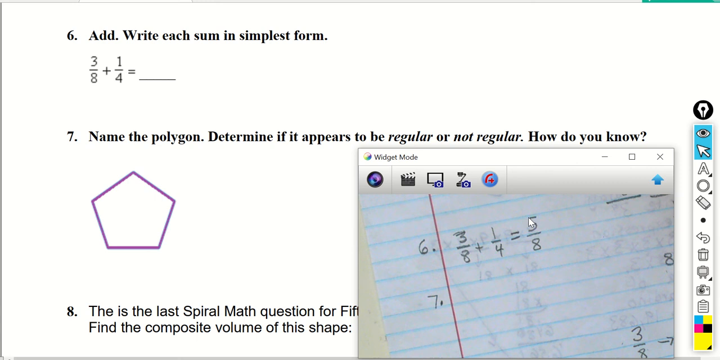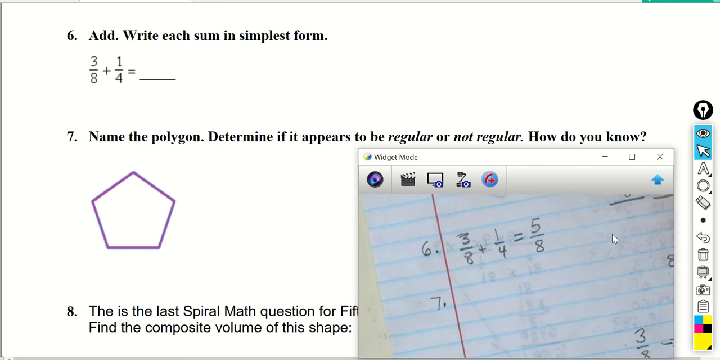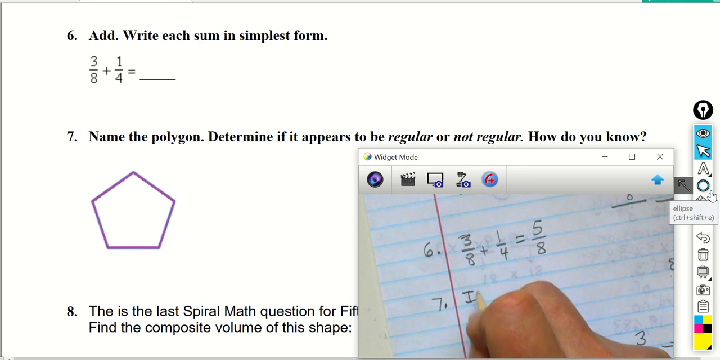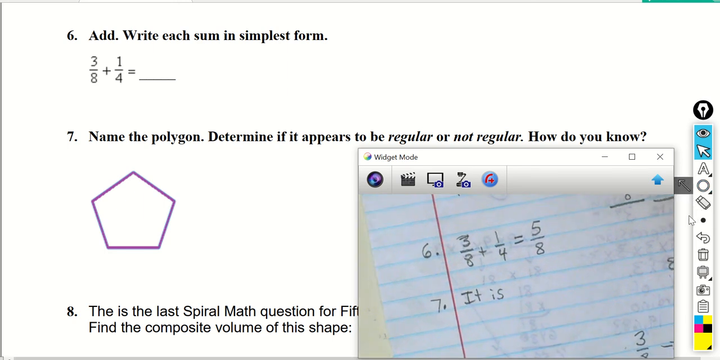All right, the question is: name a polygon. Determine if it appears to be regular or not regular. How do you know? Well, let's go ahead and determine what the polygon is. The polygon is, and let's see what it is. It is a... The way to find out what type of polygon it is, is to count the number of sides.